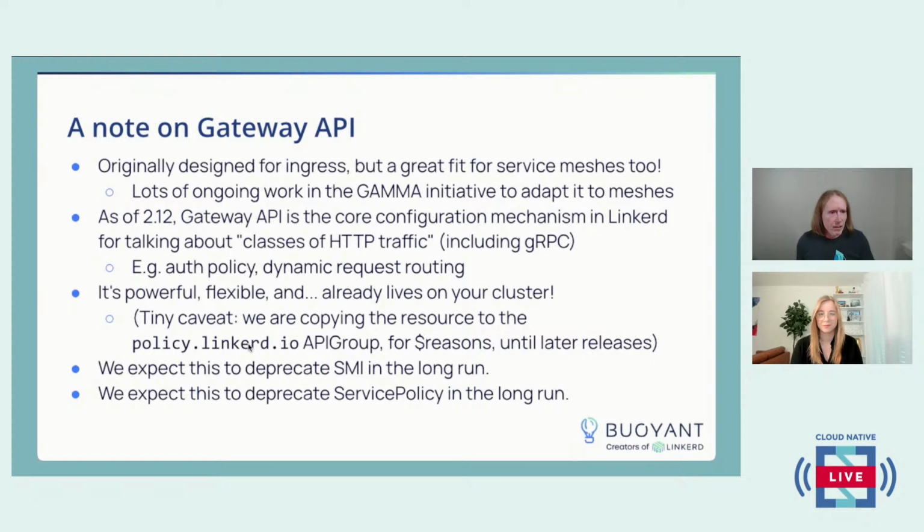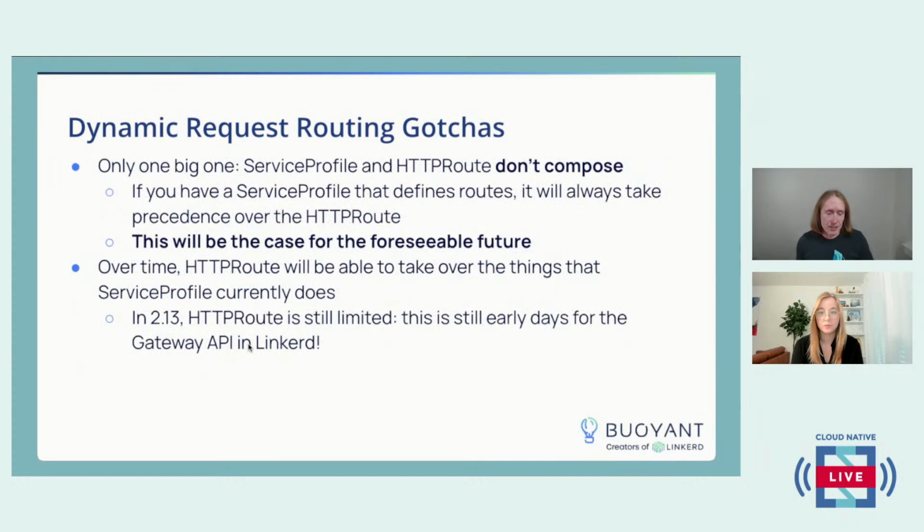All right, oh yes, gotchas. We should always talk about gotchas. There's only one big one, but the big one is that service profile and HTTP route don't compose. If you have a service profile that defines routes, it will take precedence over an HTTP route that conflicts with it. The reason for this is that the service profile is the older mechanism. We do not want it to be the case that you have a cluster running using the 2.12 mechanisms, and then somebody just randomly decides to throw an HTTP route in to play with, and they break everything. So this is going to be the case for the foreseeable future.